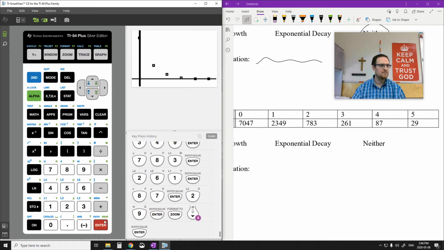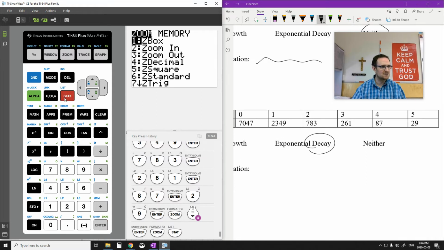Zoom stat. Looks pretty good, right? I zoom out a lot, so this y-axis looks pretty ugly, but it does look like decay to me. So if it is going to be, it's going to be decay. That's what it looks like it's going to be. But let's just double check.